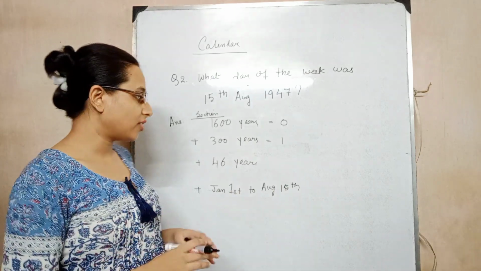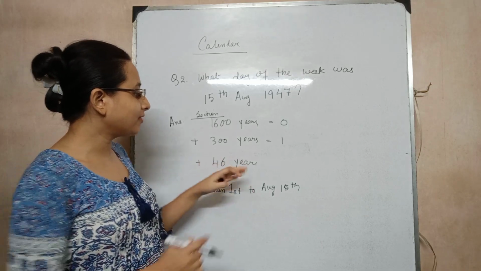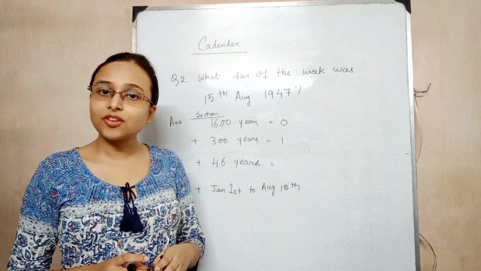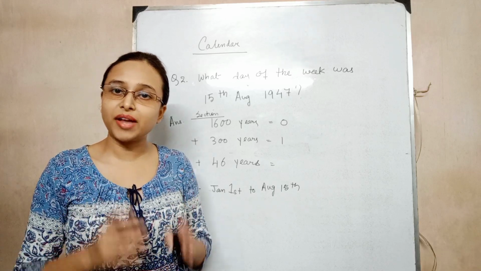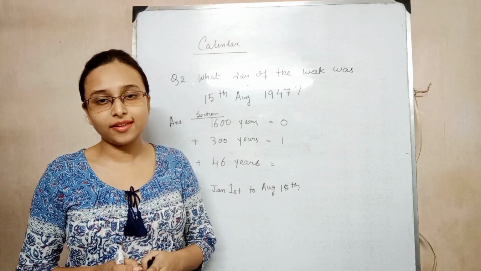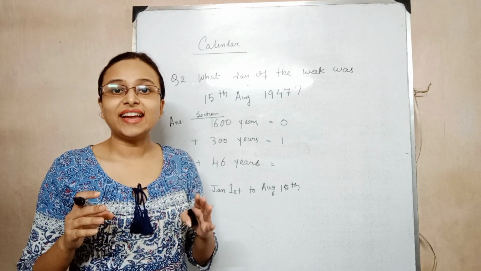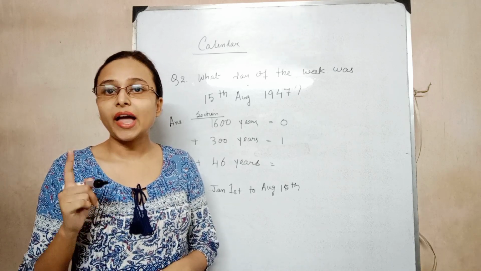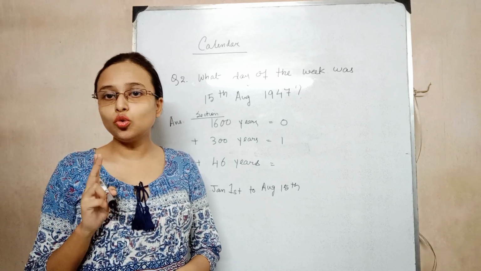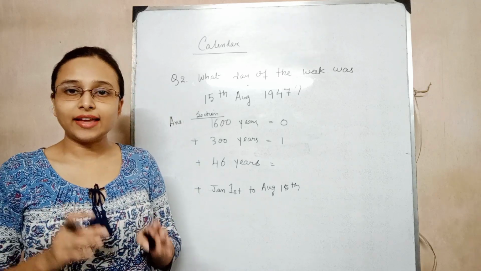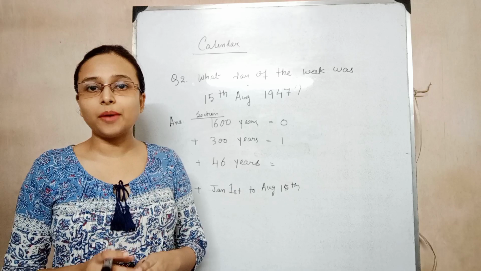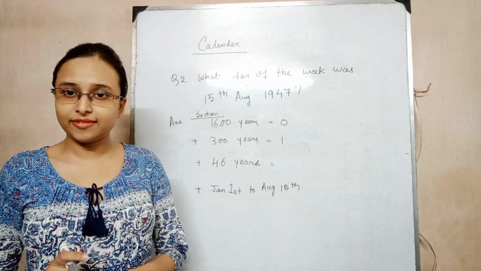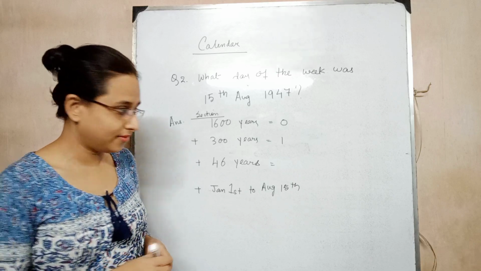Now coming to section 3, which is 46 years. This section has 46 years, that is from 1901 to 1946. We know that an ordinary year has one odd day and a leap year has 2 odd days. So let's first calculate the total number of leap years from 1901 to 1946. Before that, I will erase this.